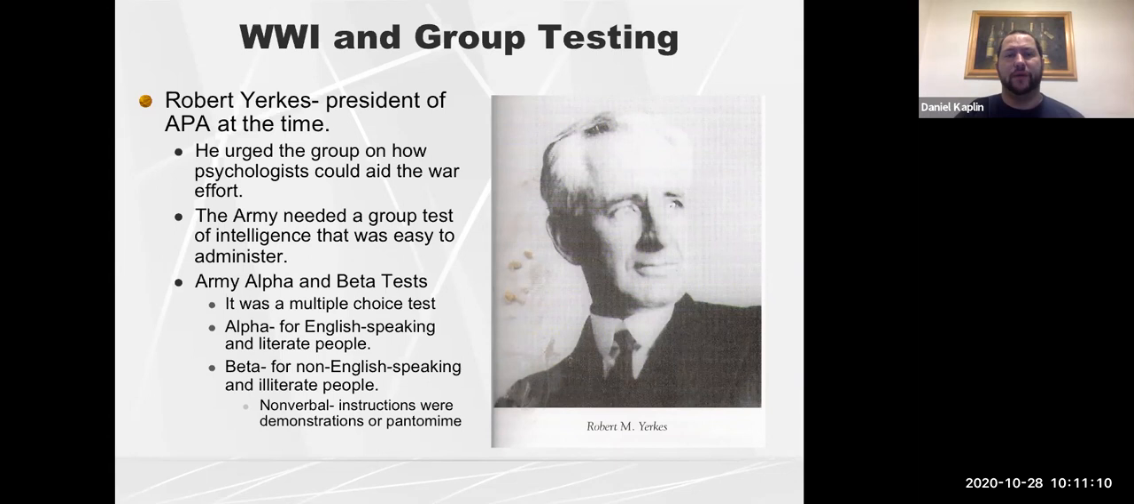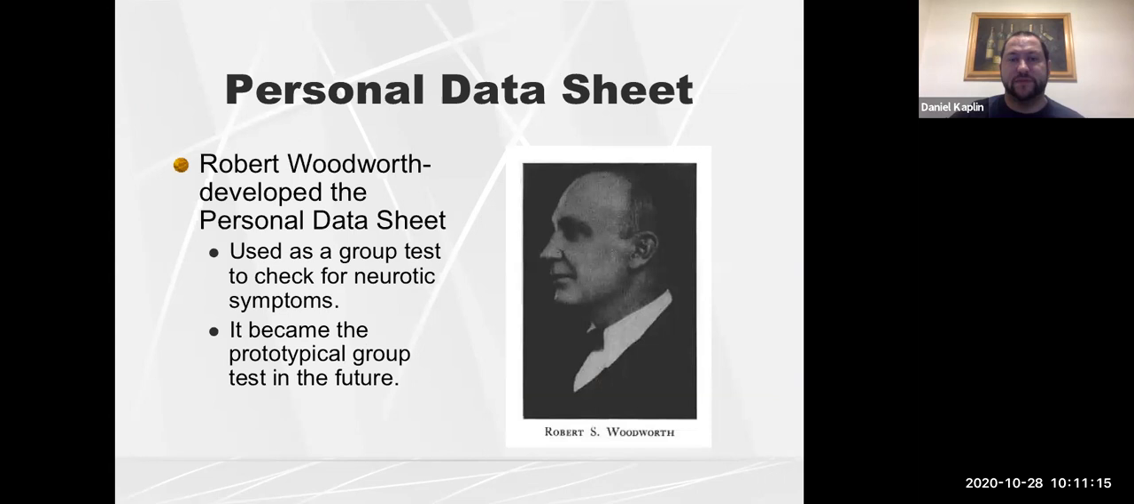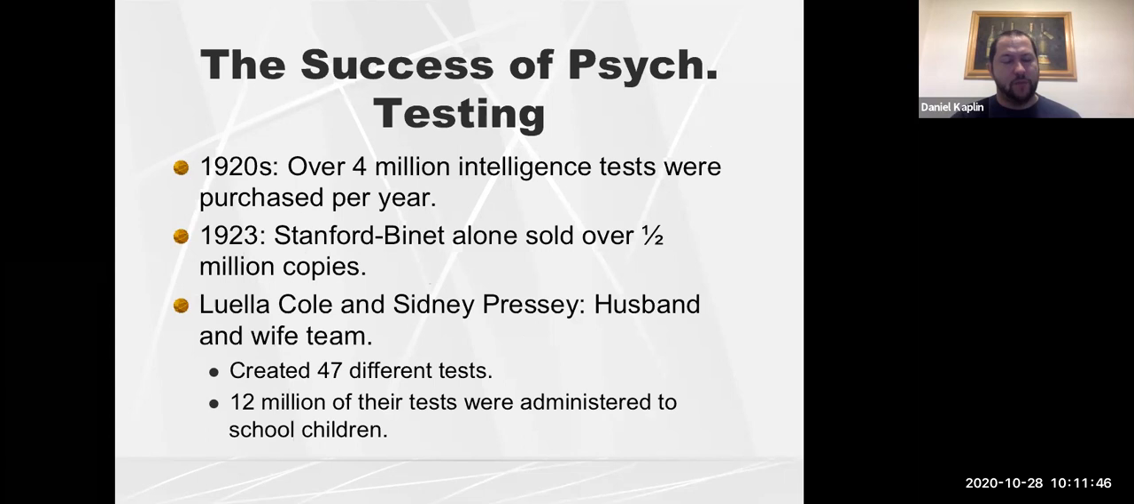The next person we're going to talk about in terms of testing is Robert Woodworth. Now, I mentioned Robert Woodworth already. Actually, I didn't. Forgive me. He developed the personal data sheet, which was designed to screen neurosis. It was also a group test, and it became a model for other group tests in the future. So as you're hearing, a lot of people from Cattell to Binet, to Yerkes, to Woodworth, you have a whole bunch of individuals working on psychological testing. And psychological testing becomes one of the key advances for psychology and makes us more versatile, and it makes our profession more likely to survive.